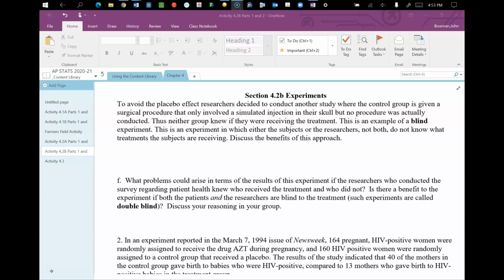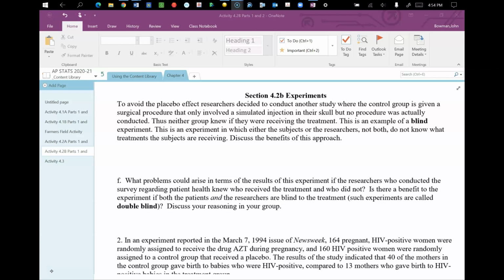So the idea here is that if we give everybody what is perceived to be an injection, then the placebo effect should affect both the experimental and the control group, the treatment and the control group, equally. And let's say that causes both of their conditions to improve somewhat. So what we've done is we've equalized the effect of the placebo on both of those groups.